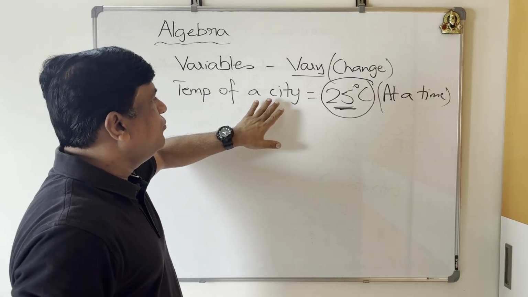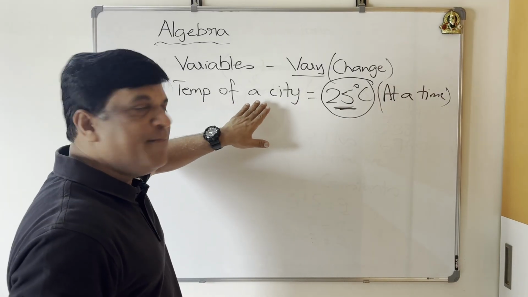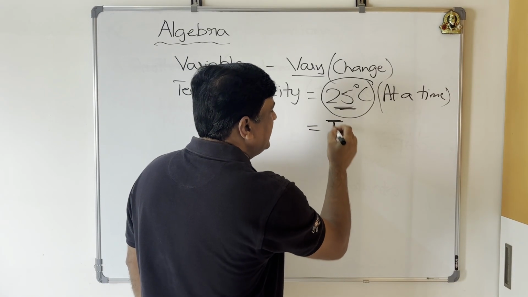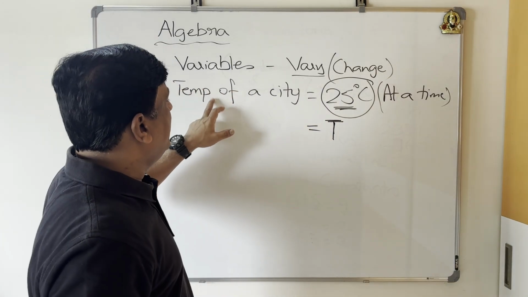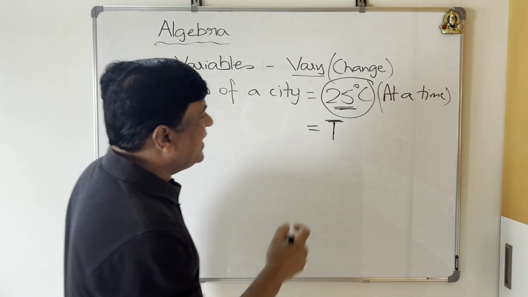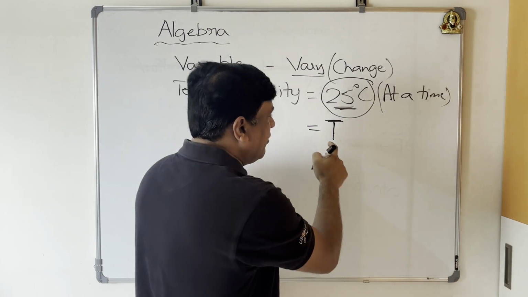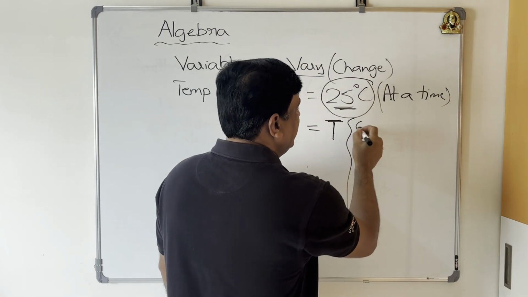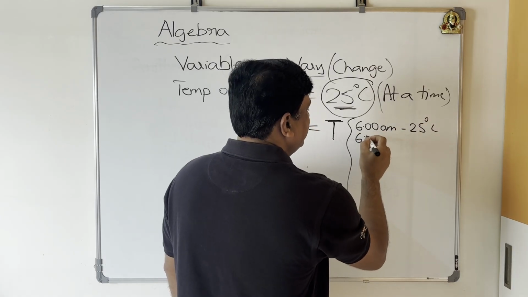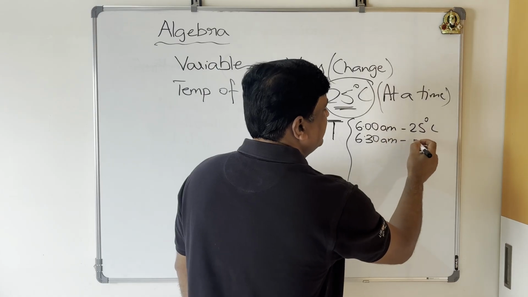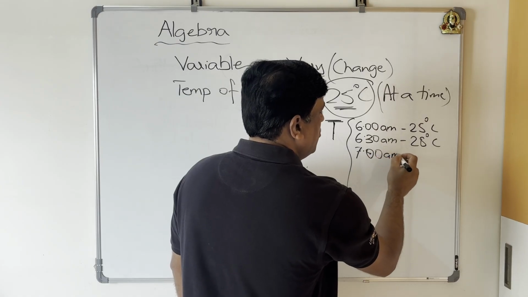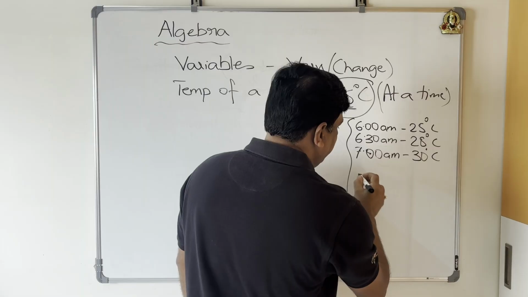Now, if the weather department has to track the temperature of a city, they will use a variable called T. They will give an alphabet to that particular term so that they can track the temperature throughout the day. Say at 6 o'clock in the morning, the temperature is 25. Say at 6:30 a.m. it is 28 degrees. At 7 o'clock in the morning it changes to 30 degrees, and as we keep going, right?